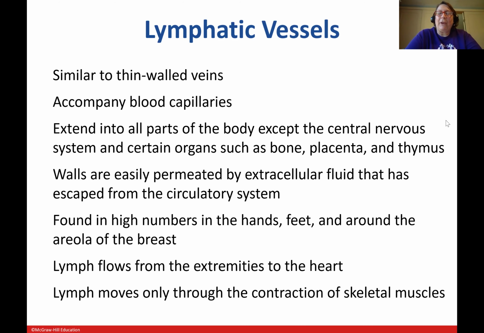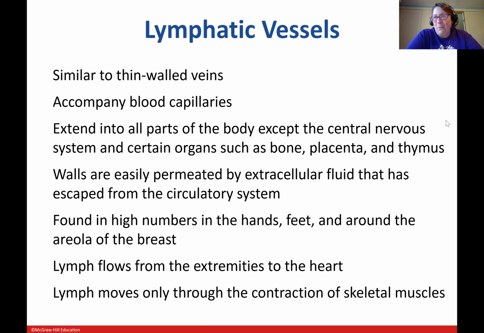Lymph flows from the extremities back to the heart. Okay, so again, you're heading back into the circulatory system. And it doesn't have its own set of pumps. So unlike the circulatory system, which has a really big, massive pump right in the middle of it that sends the blood out into the rest of the tissues, the lymph is only moved by muscular movements.